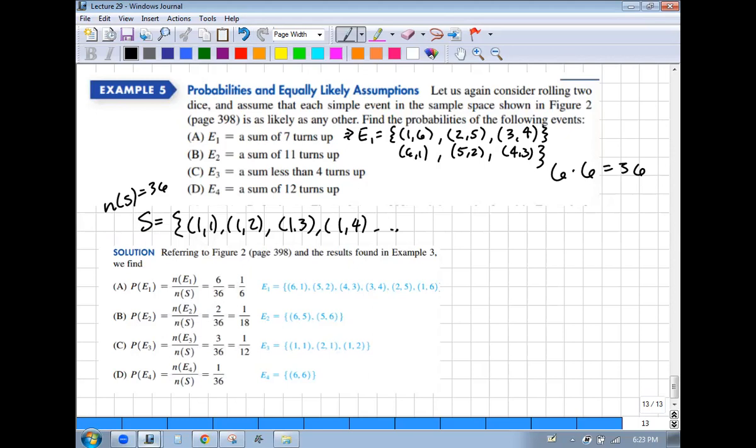If we want a sum of 11, well, you can either get a 5 and a 6 or a 6 and a 5. All right, so there's only 2 possibilities out of the 36. So our probability is 1 out of 18.